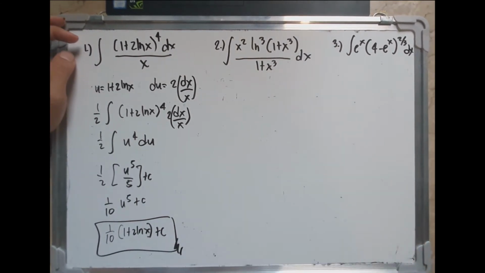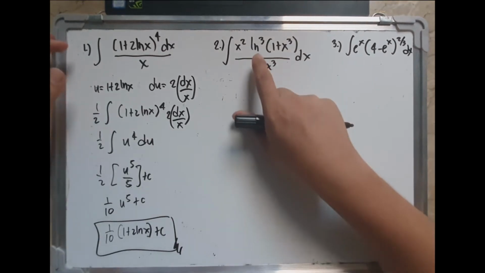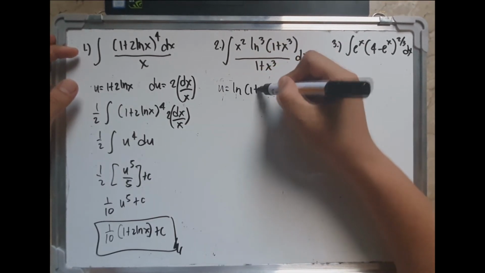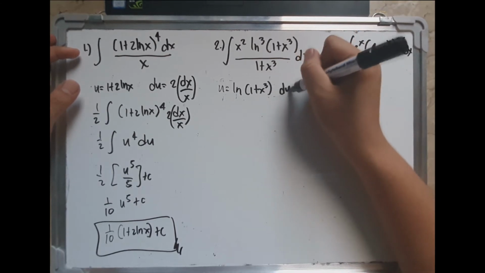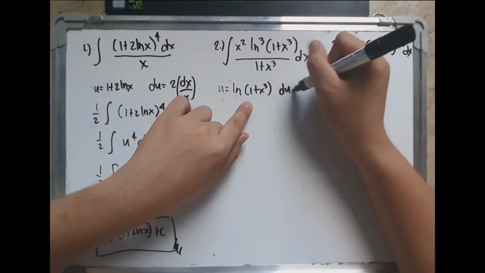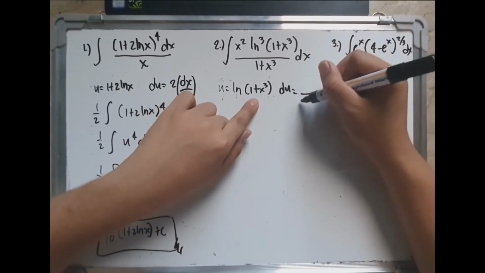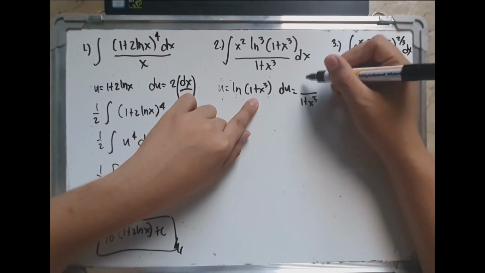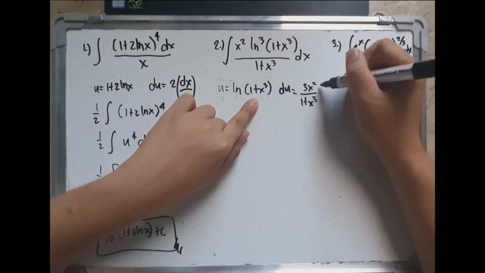Now for number 2, we will be evaluating the integral of x squared ln of 1 plus x cubed raised to the power of 3 all over 1 plus x cubed. We will be choosing this one as the u, ln of 1 plus x cubed. The derivative of ln u, copy 1 plus x cubed for the denominator, derive this one. The derivative of 1 is 0. The derivative of x cubed, 3x squared dx.